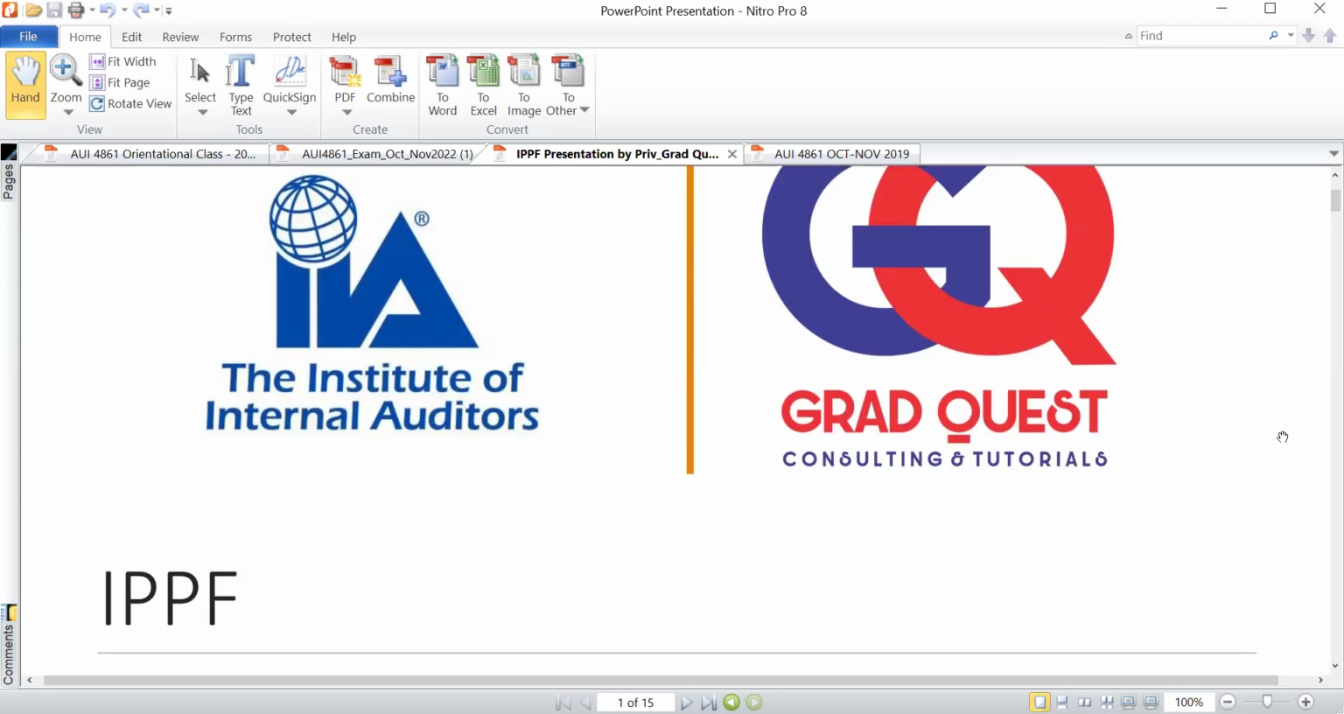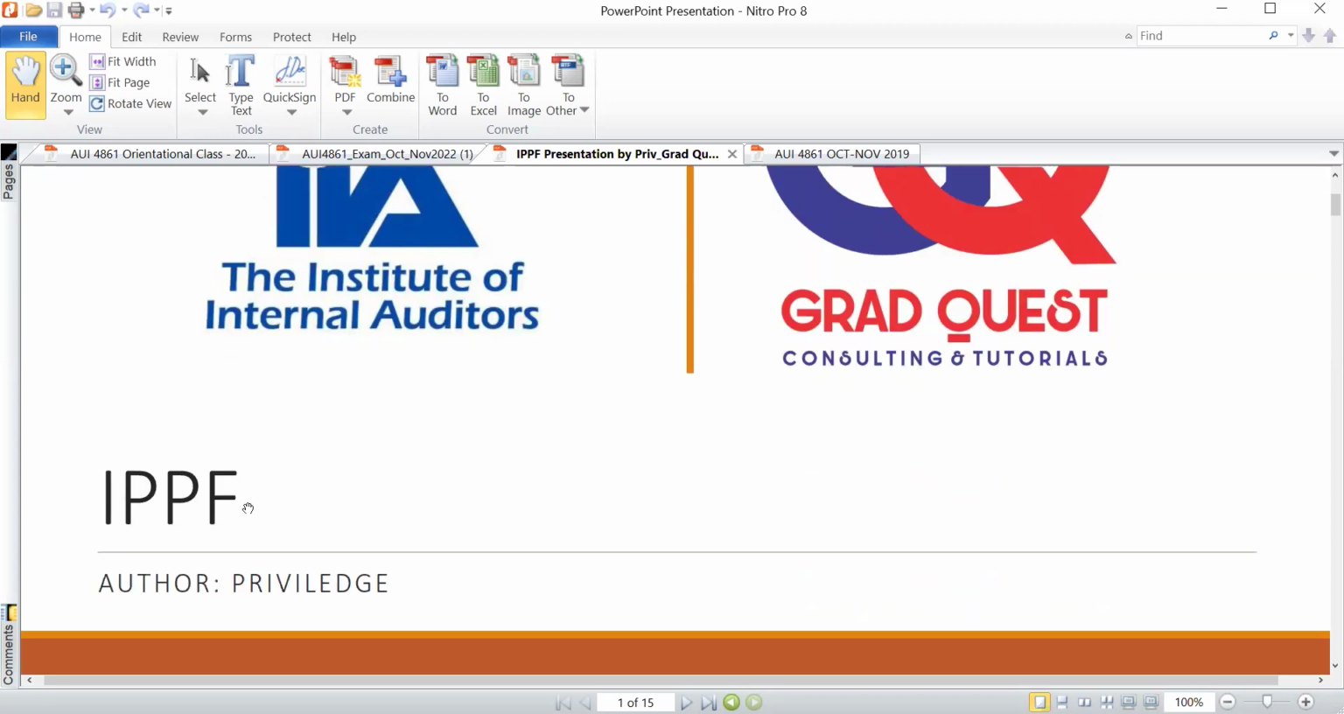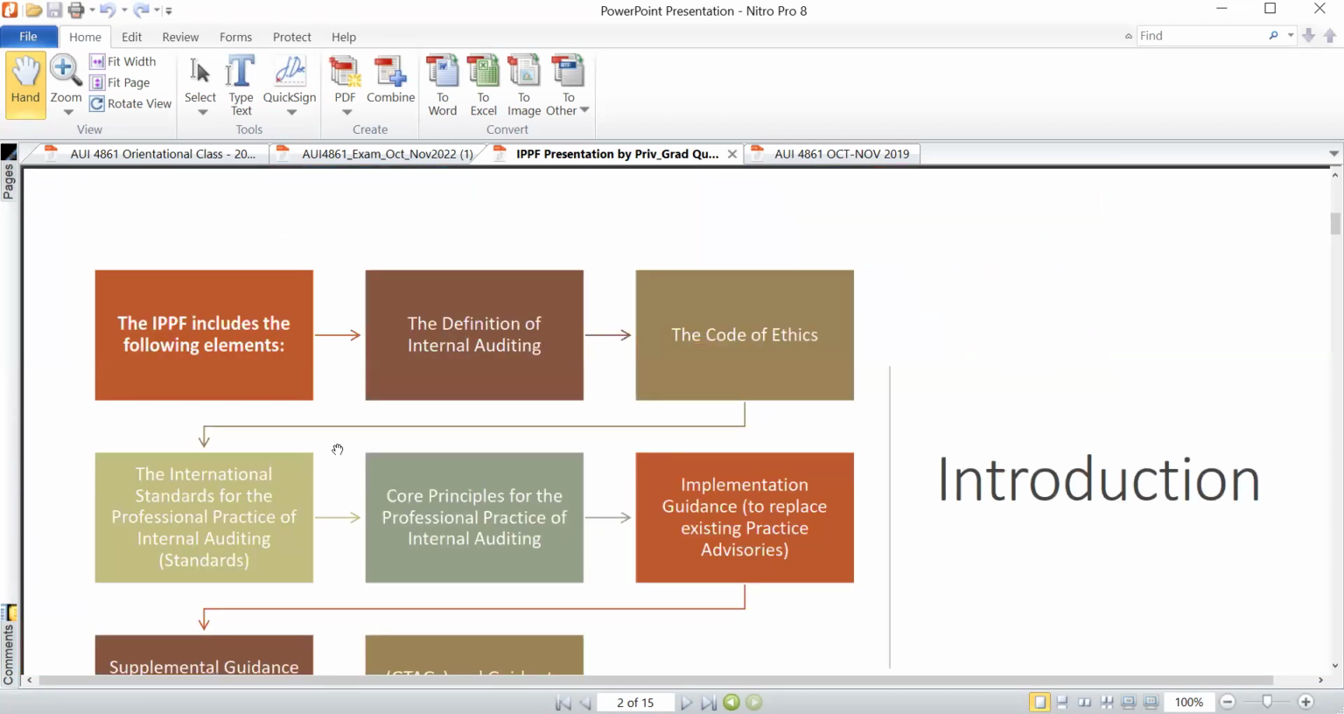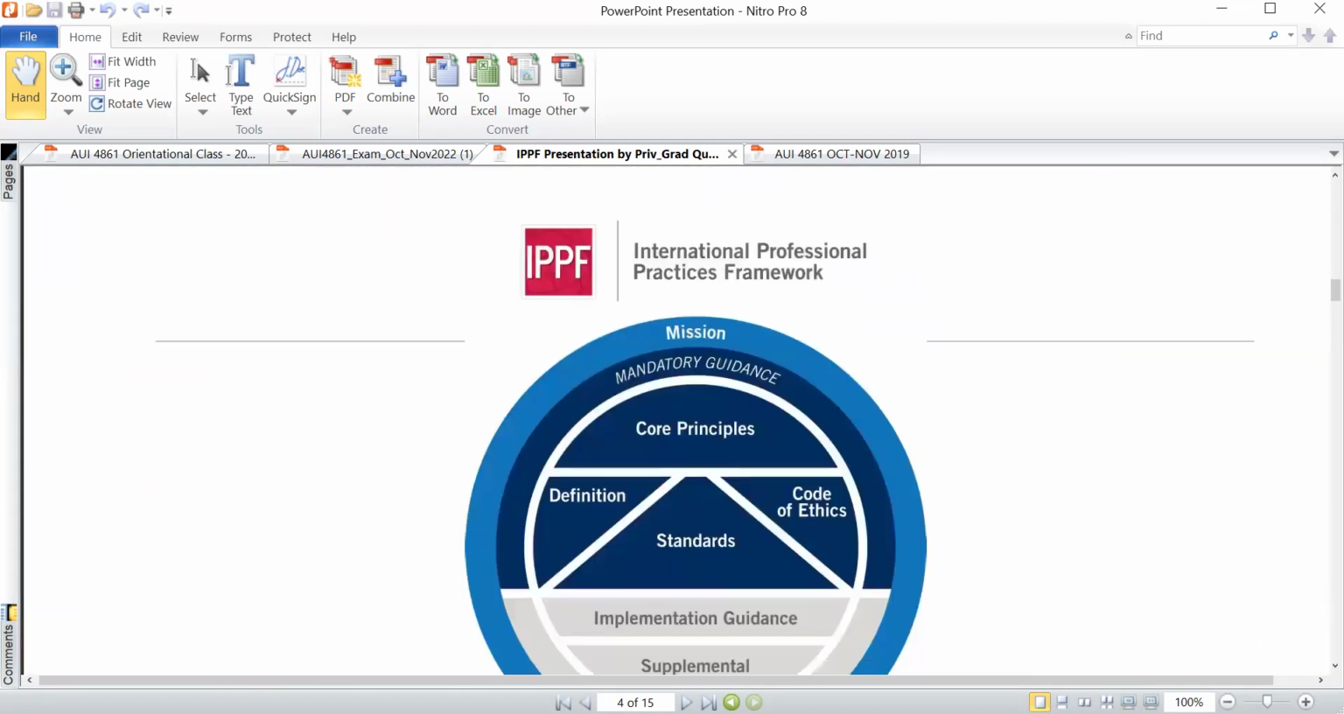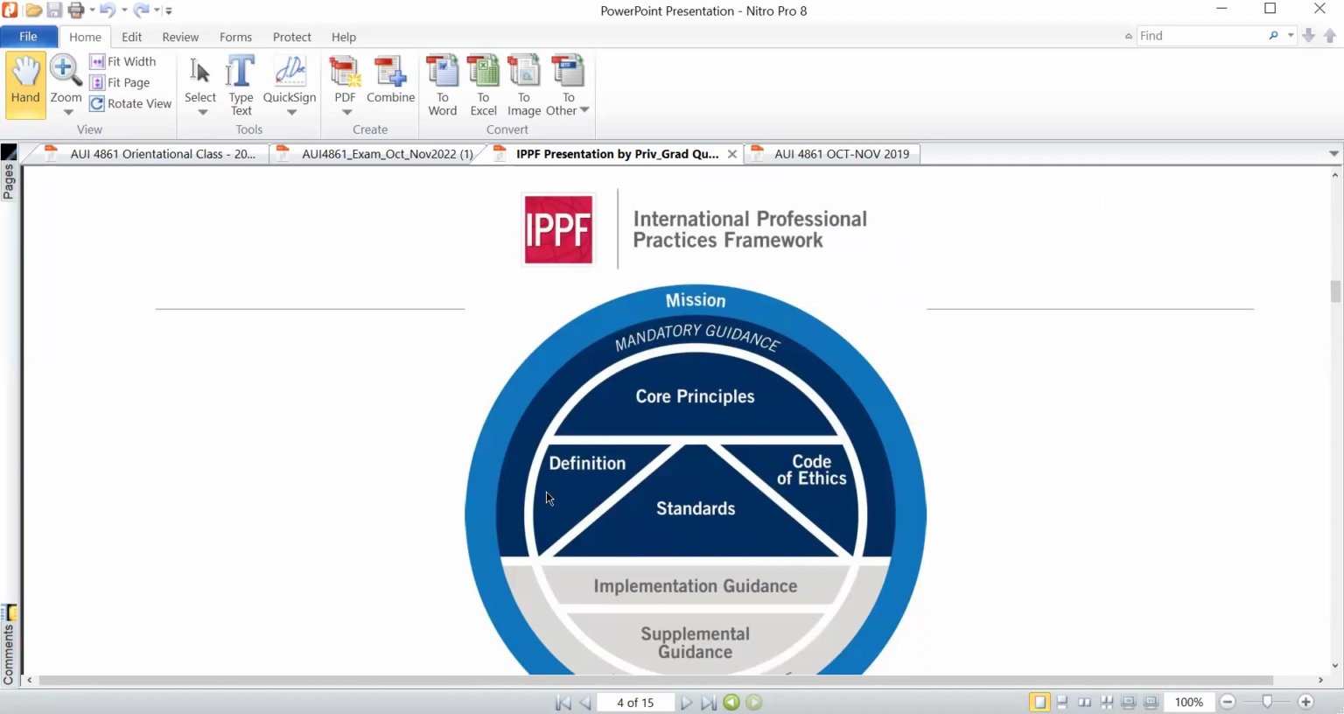So in the previous lecture that we held, I began to introduce you to the concepts pertaining to the IPPF concept, which is the first topic in this module. And to be quite precise on what we covered, we looked at the IIA Code of Ethics. We looked at the definition of internal auditing. We defined the mission of internal auditing, right?